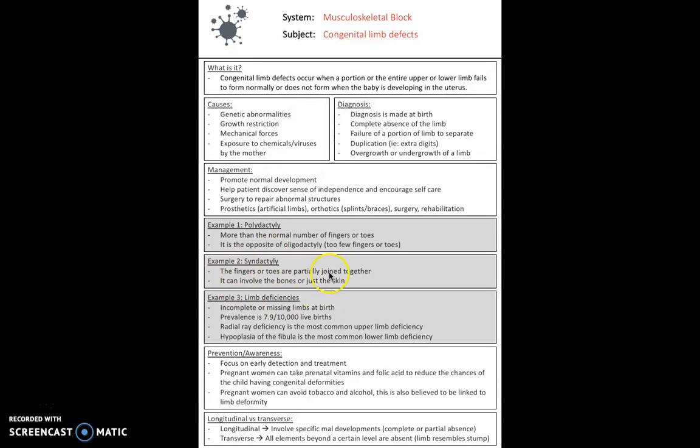or toes, syndactyly, so the fingers or toes are partially joined together, and then limb deficiencies, the prevalence is around 7.9 in 10,000 live births, and radial ray deficiency is the most common upper limb deficiency, and hypoplasia of the fibula is the most common lower limb deficiency.